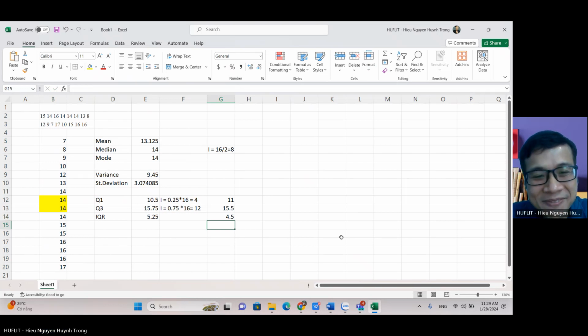So there is a difference between the Excel and our calculation. Take a look again and see if you have any questions here. Any question? Yeah, take a look.